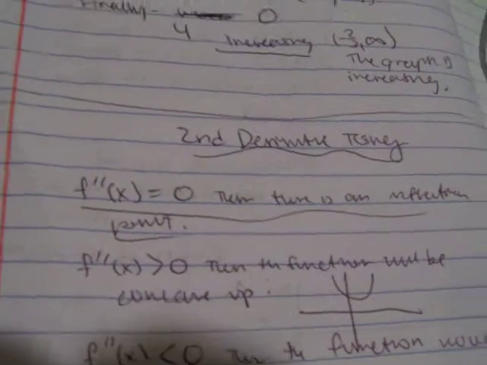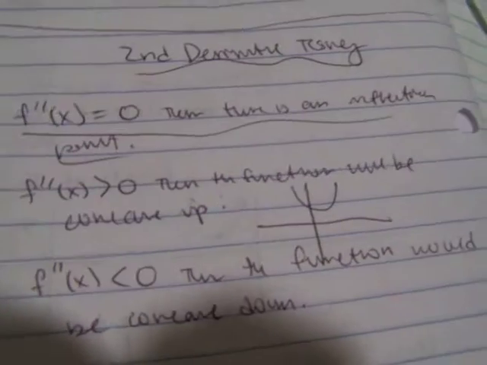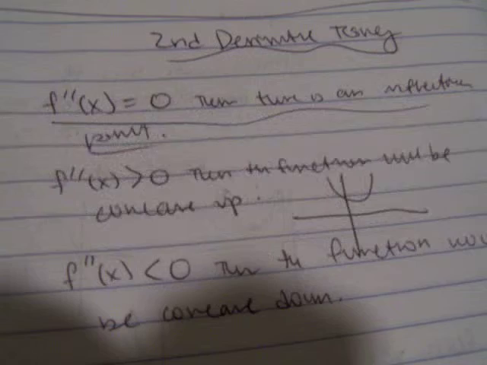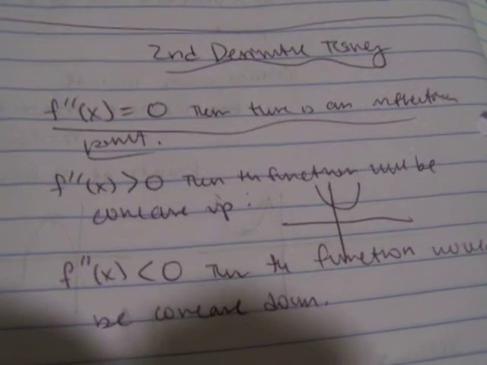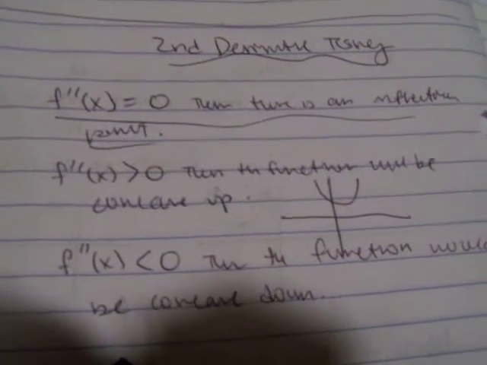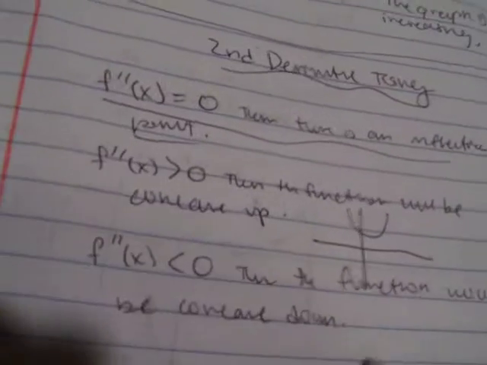Okay, so the second derivative rule basically states if f double prime of x is equal to 0, then there is an inflection point there. If f double prime of x is greater than 0, then the function will be concave up. If f double prime of x is less than 0, then the function will be concave down as such.